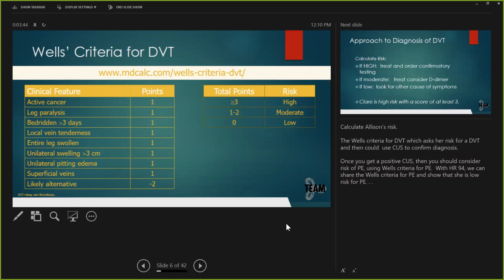Also vein tenderness, leg swelling, edema, and especially superficial veins like varicose veins, we need to be a little more careful with. We give points: more than 3 points is high risk, 1 to 2 is moderate risk, and 0 is low risk. Our patient has leg swelling, pain, and recent travel, so she comes under moderate risk because she got only 2 points.